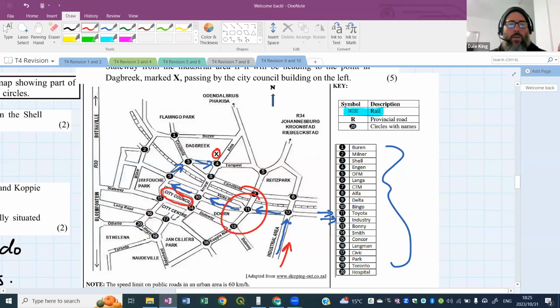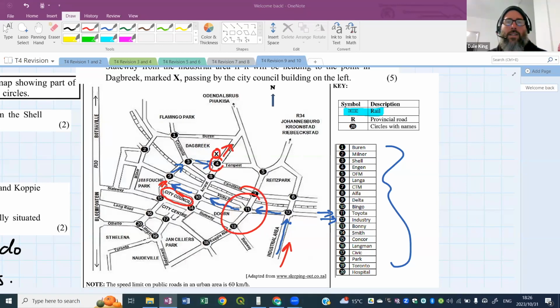You could use that word, past the City Council building, and then turn right, head towards number 9, which is the Delta traffic circle, pass over or through the traffic circle. When you get to number 3, which is the Shell traffic circle, take your second left. When I say left, take your second exit, all right? But you'll be turning, it looks like you're turning right, and then you get to number 4, the Engine traffic circle, the last one there. You will take your first left out of the traffic circle and pass Dagbrek on your left-hand side.